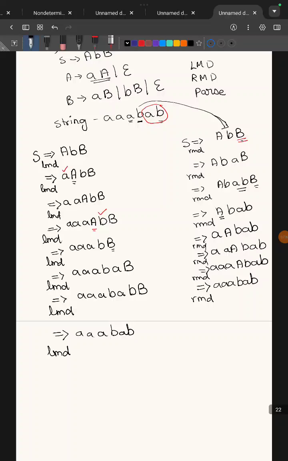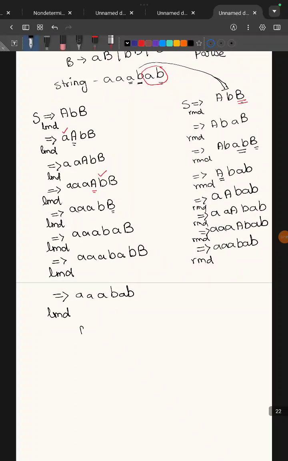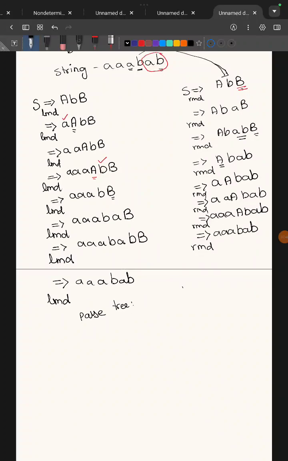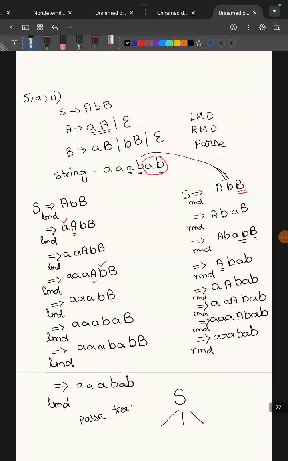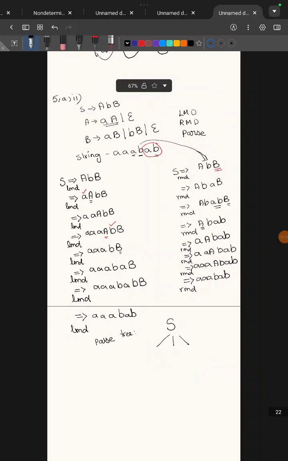Now what is the remaining thing? We have to draw a parse tree. What is a parse tree? We will have a starting symbol S. What is the first thing that we have derived? We have derived A B B, right? So instead of this A, you just check the leftmost derivation, you will be able to easily replace. Instead of that A, we have replaced a small a followed by variable A.